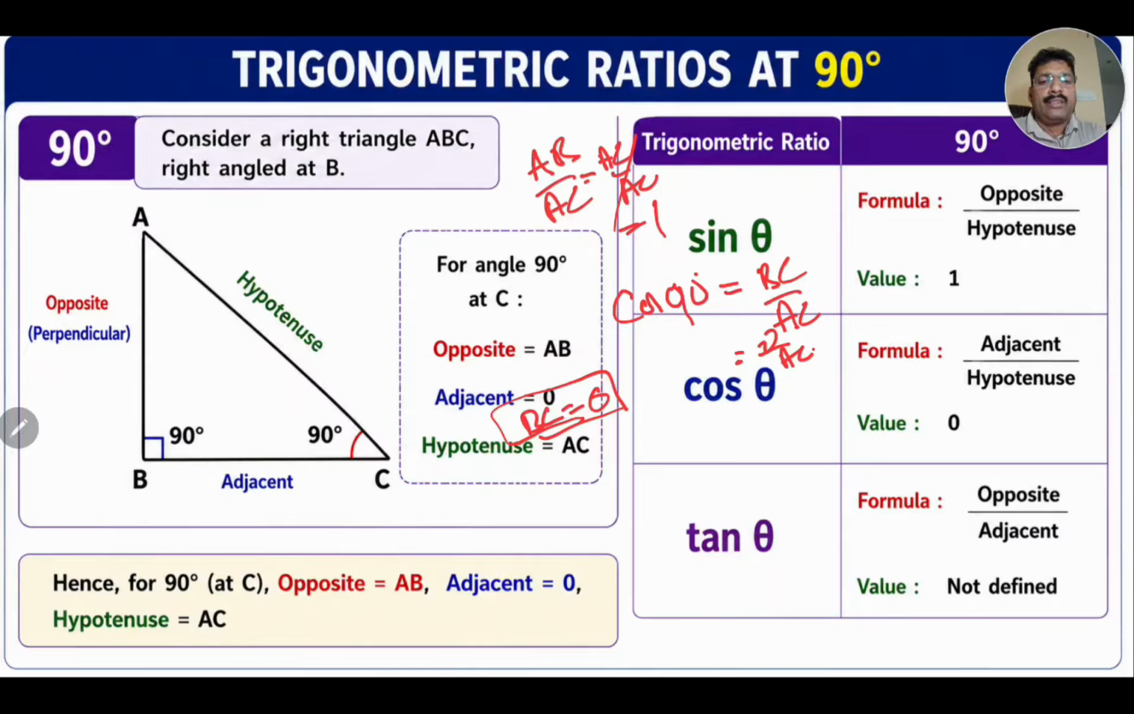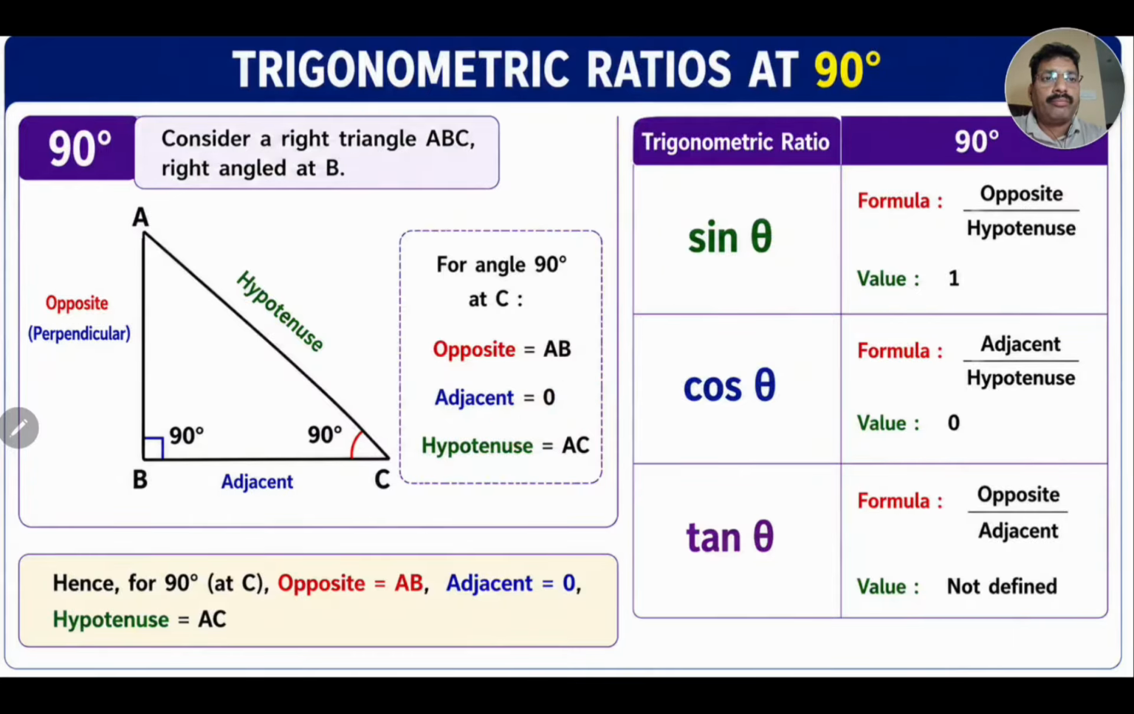Similarly, tan theta also. For theta is equal to 90 degrees, tan 90 degrees value, tan theta formula, opposite side by adjacent side. Opposite side is AB and adjacent side is BC. So AB by BC, BC value 0. So anything by 0 that gives infinity or undefined. So tan 90 degrees value undefined. Next.